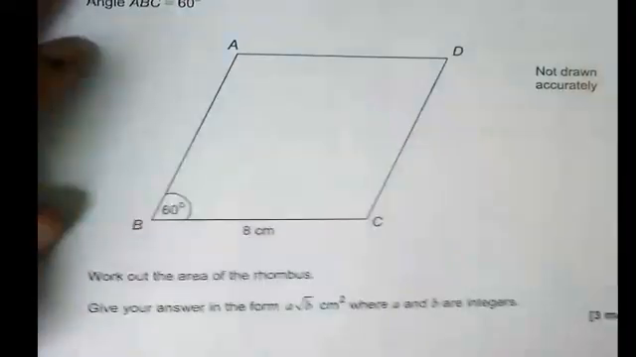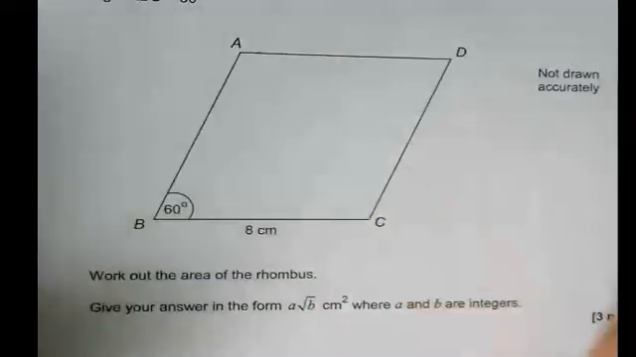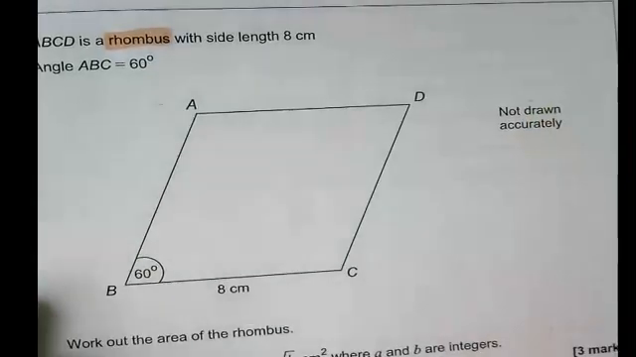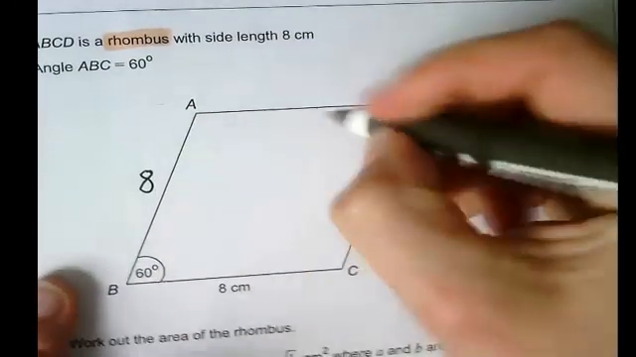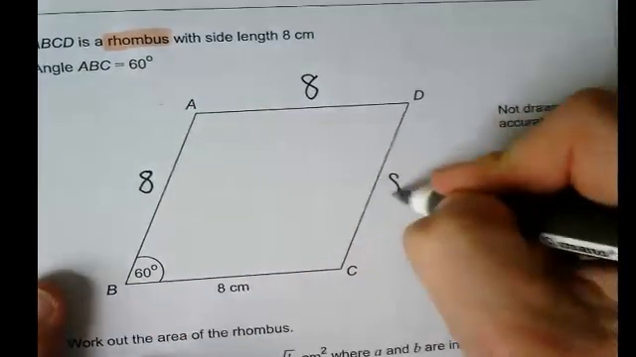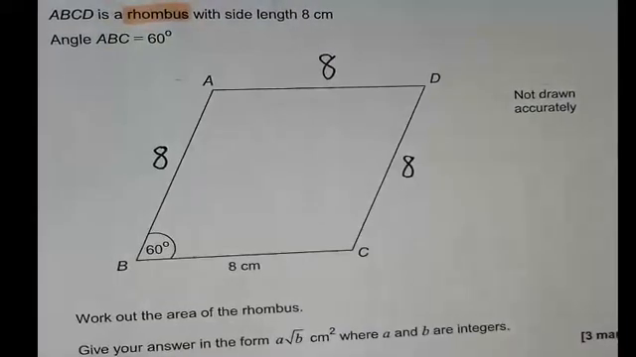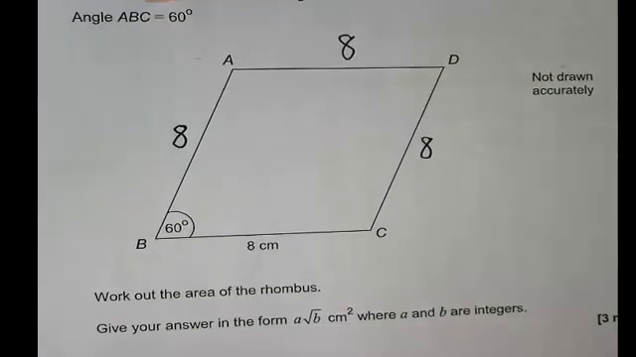I know a rhombus is like a square that has been pushed over, which means all the sides are the same length. So this length is 8, these lengths are also 8. So in a rhombus, all sides are equal.